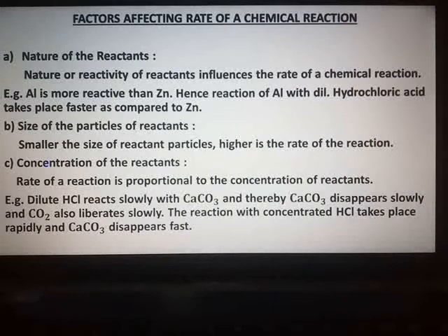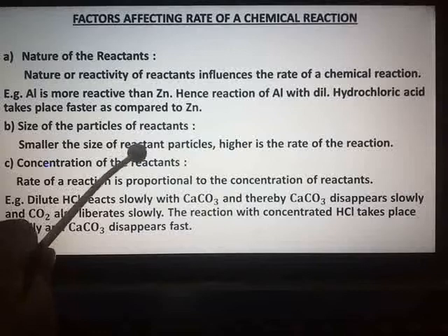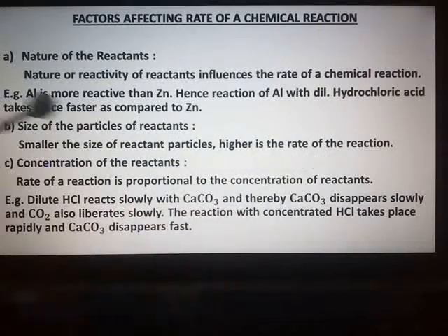Surely it will be in the second glass where you have added powdered sugar. Why? The same amount of water was taken. Stirring also was done simultaneously. It is sugar only, but the powdered sugar, here the particles of the reactants are small, and smaller the size of the particles, faster is the rate of the reaction. So similarly, here also the same technique is applied. Smaller the size of the reactant particles, higher is the rate of the reaction.